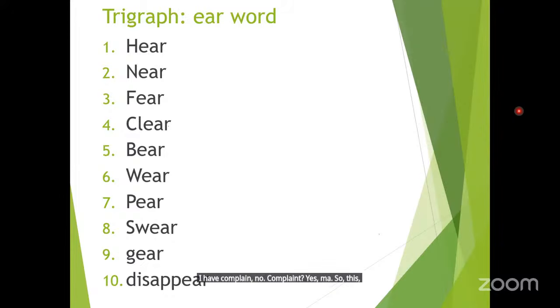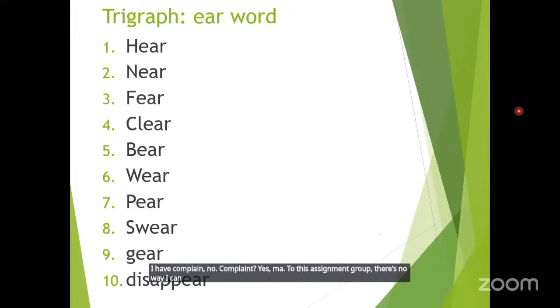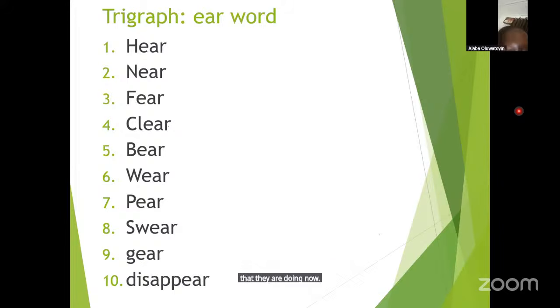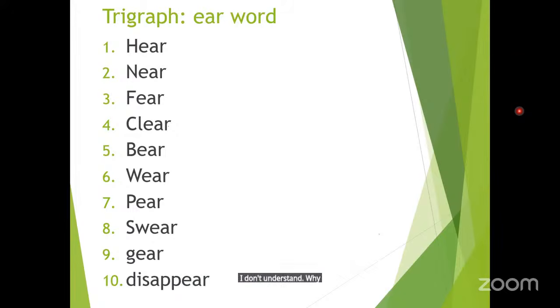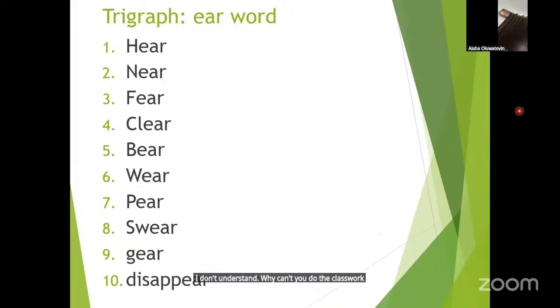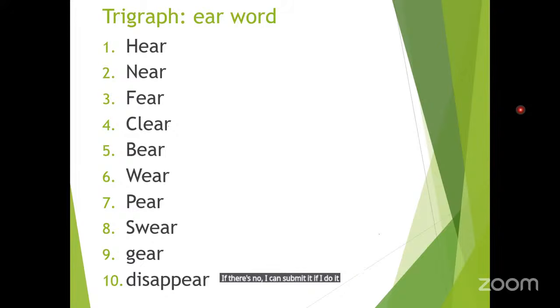To this assignment group, there's no way I can write the assignment and submit it. Even this class work that they are doing now, there's no way I can do it. I don't know anything about it. I don't understand. Why can't you do the class work? If I do it, there's no way I can submit it. The class work, we did it in class, and we mark it in class as well.